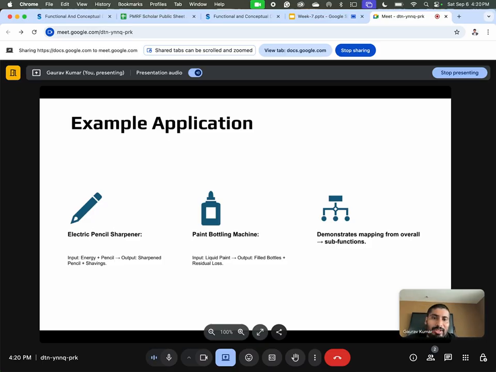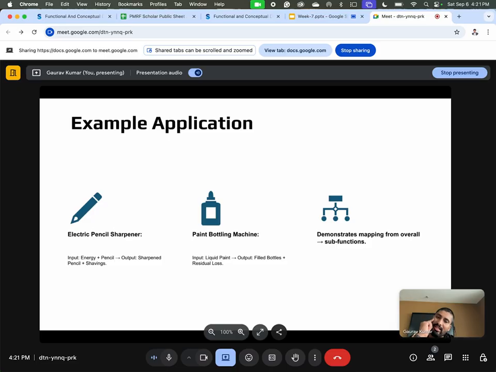Here the inputs include liquid paint, empty bottles, and sometimes compressed air or control signals. The outputs are a filled bottle and a small amount of residual loss. Mapping its functions may reveal stages such as transport, open, dispense materials, seal containers, and detect labels.